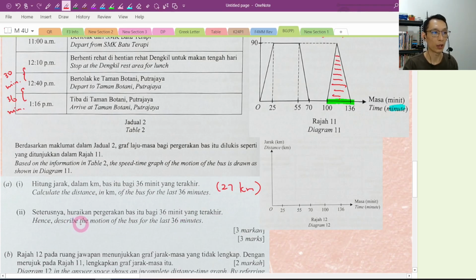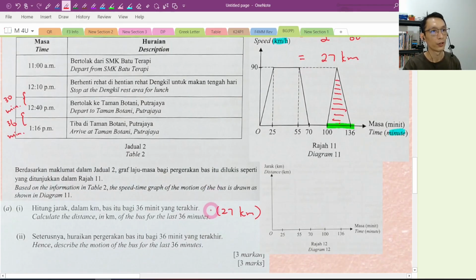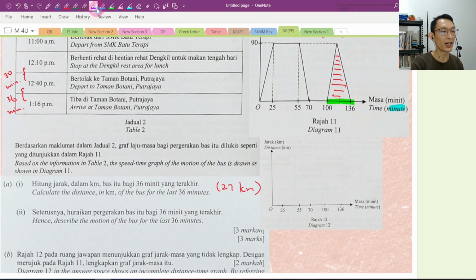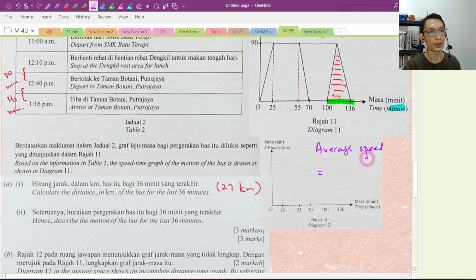And then we want to describe the motion of the bus for the last 36 minutes. So the last 36 minutes, the bus travel for a distance of 26 kilometer. I think let me find the average speed first. Average speed for the last 36 minutes. Average speed. Distance travel is 27 kilometer. Time taken is 36 again. I'm going to divide the 36 by 60 so that I can change it become hours. So I can get the average speed in kilometer per hours.